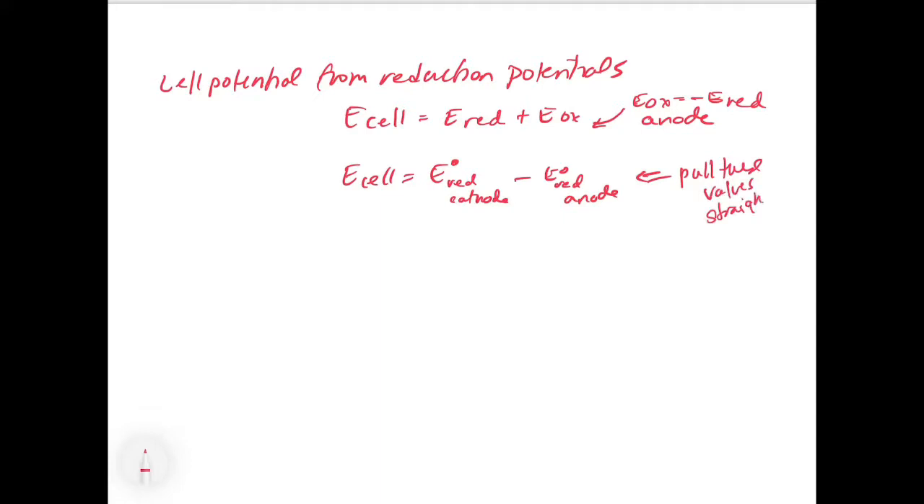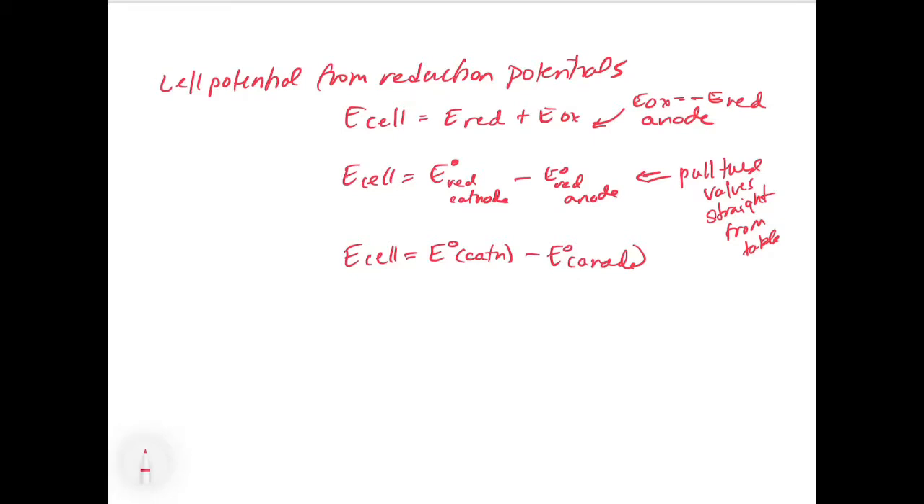So you don't have to worry about changing the sign. So a little bit more simple way of doing this is basically to say that E cell is E of the cathode minus E of the anode. So that gives you a sense of what to do.